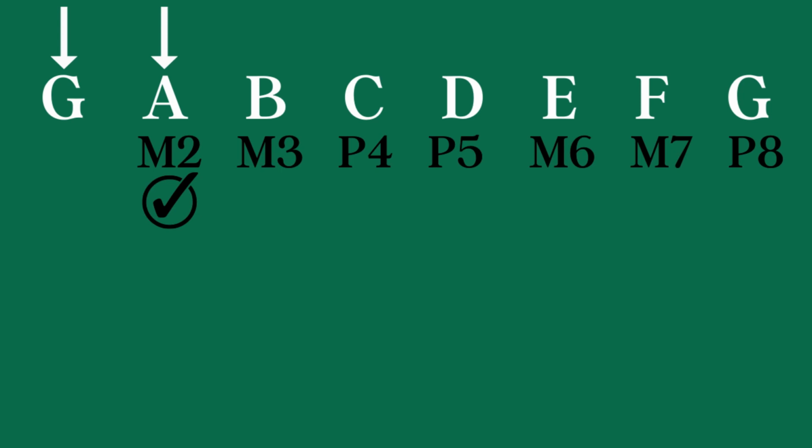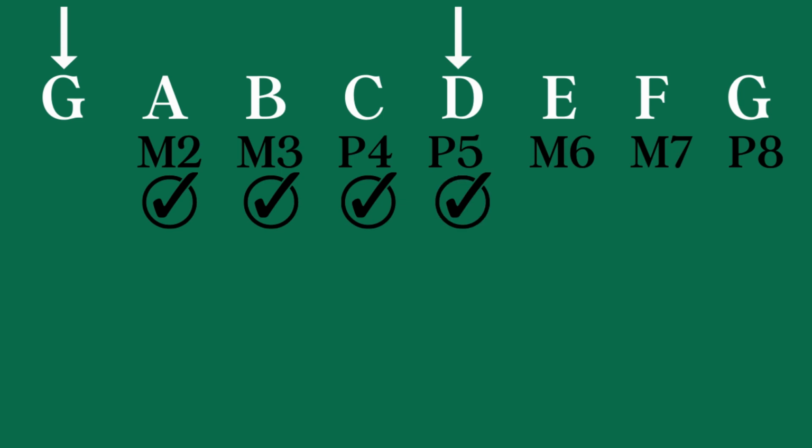G to A is a major second. G to B is a major third. G to C is a perfect fourth. G to D is a perfect fifth. G to E is a major sixth. And G to F is a minor seventh. It's only 10 half steps when it should be 11. But not to worry, there's an easy fix.